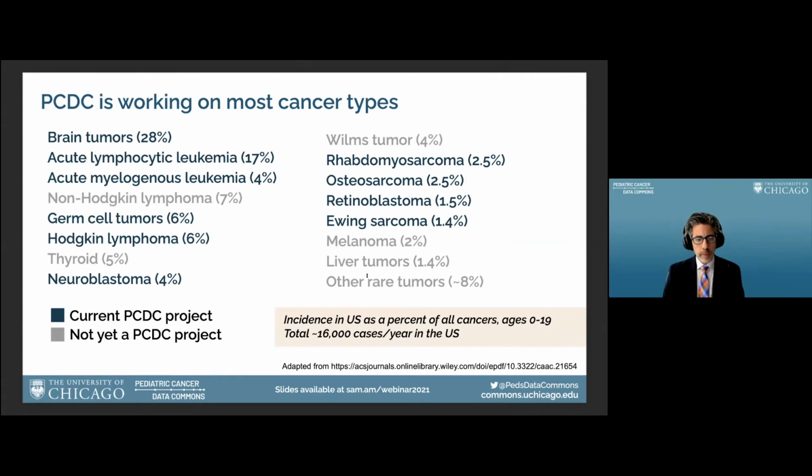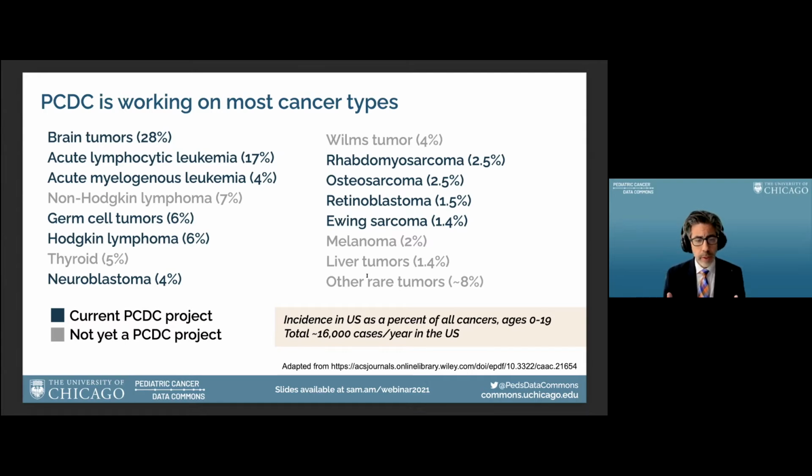So the PCDC is working on most cancer types, as you've seen now. And if you look at the incidence of the different types of pediatric cancer, we're covering about three-quarters of the types of cancer that kids get. The tumors listed here in dark blue are the ones that we're already engaged with. We already are working on MOUs and data dictionaries, and we're planning on pulling data into the commons.